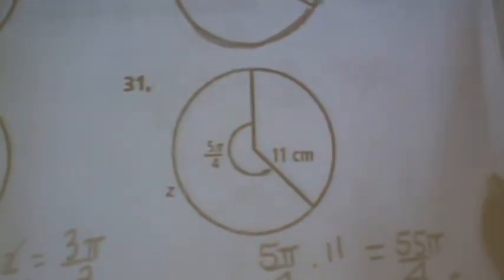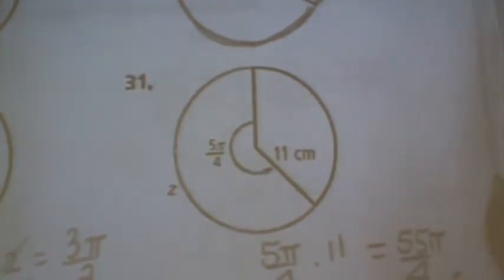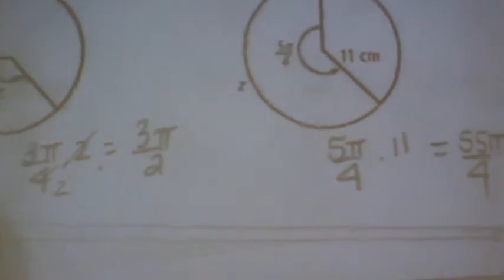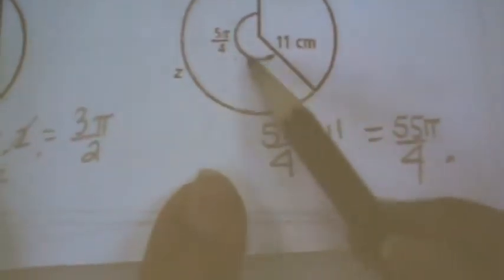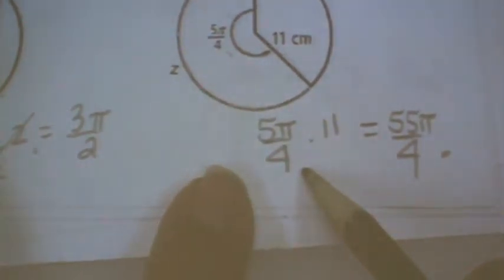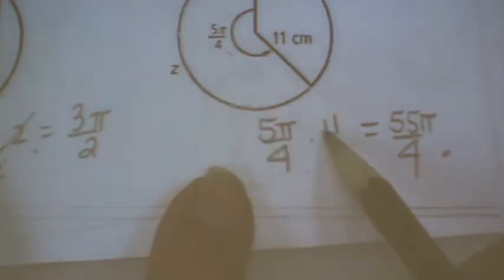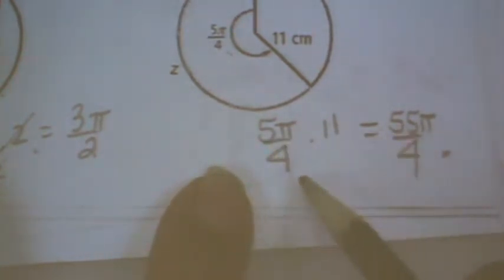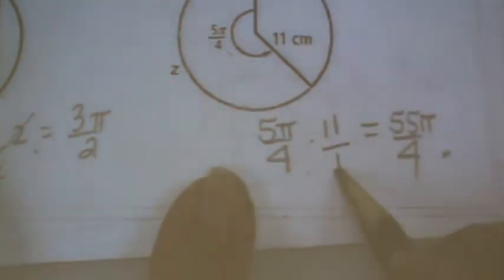And the last one, 31. 5 pi over 4 is your angle. Why is it 4? Well, 5 times 1 is 5 over 4. You don't multiply the tops like that. Yeah, the bottoms you do, 4 times 1 is 4. Okay, I was confused.